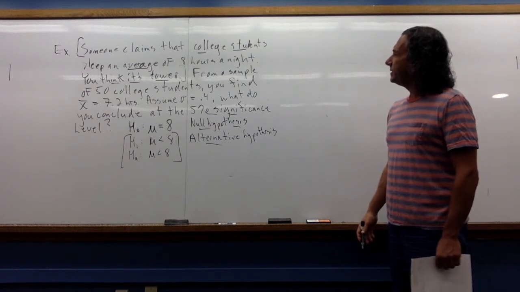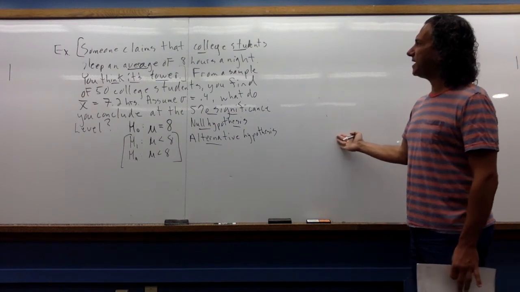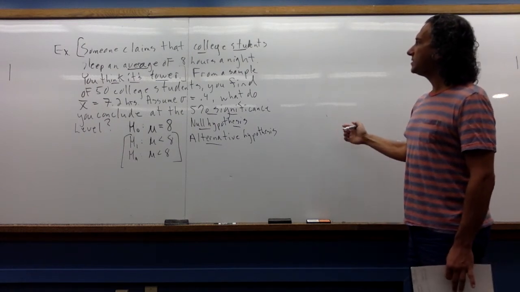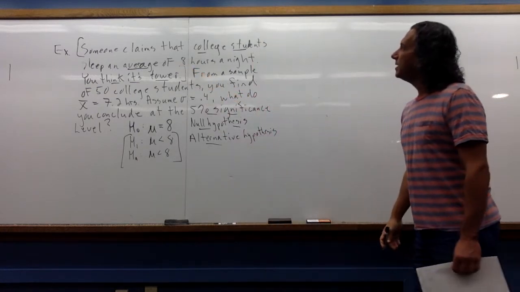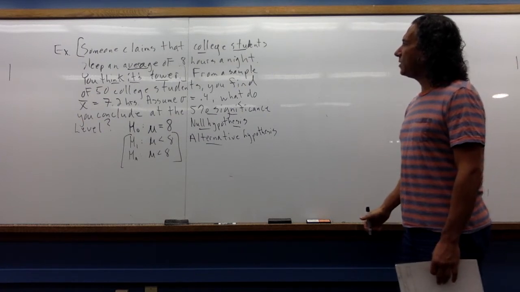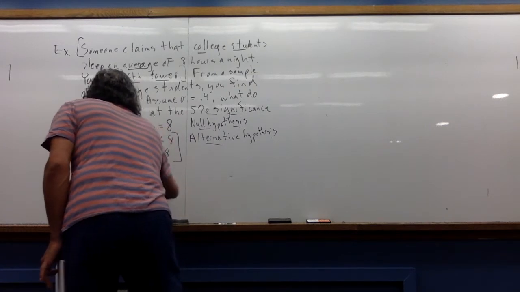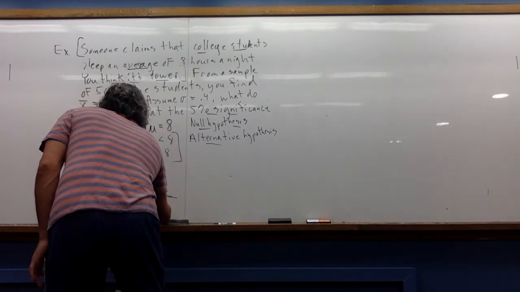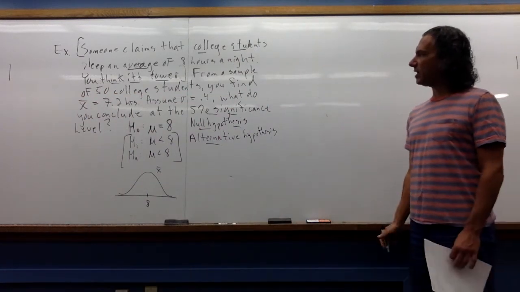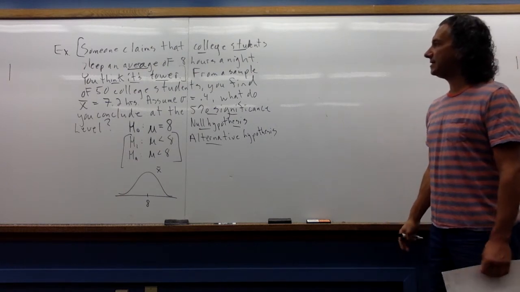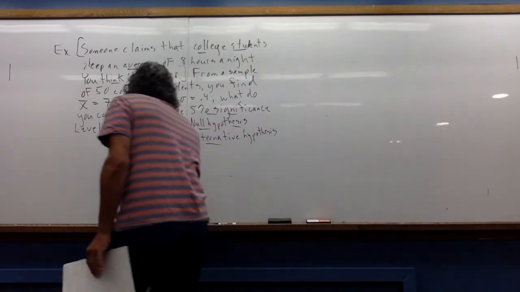So let me put a couple of notes about this then. So let's kind of visualize what's happening here. So somebody is making the assumption that it really is 8 hours. So if we were to draw a picture with this, somebody thinks that the true mean is 8. Okay, I'm drawing X bar's distribution. Somebody thinks it's 8. And you think it's actually lower than 8. So you found that X bar was 7.2.